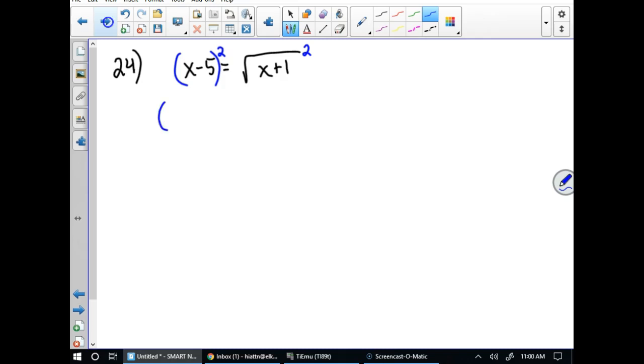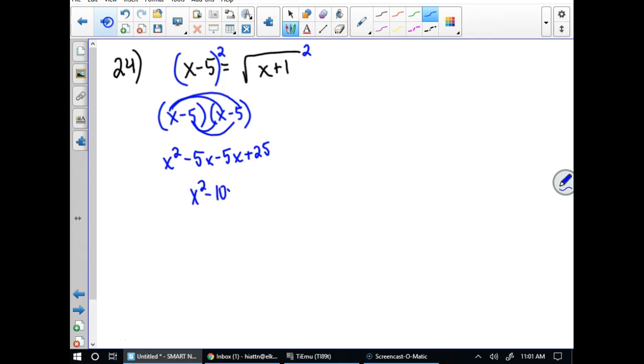I'm going to write it twice just in case there's some of you that need to do that, but a lot of you use the shortcut there. Square the first, double the middle, square the last. But if you're having trouble with that, x times x is x squared minus 5x minus 5x plus 25. You've got to FOIL that out. First, outers, inners, last. Distribute. And so you get x squared minus 10x plus 25.